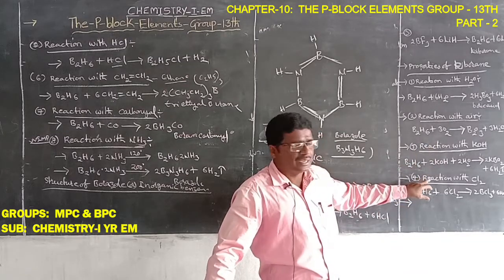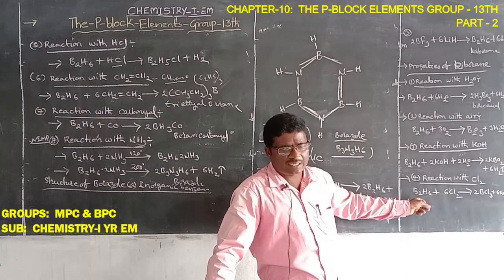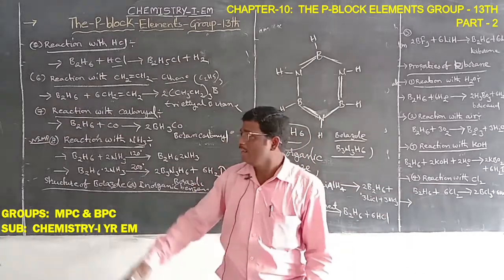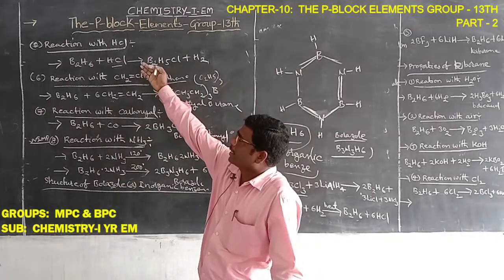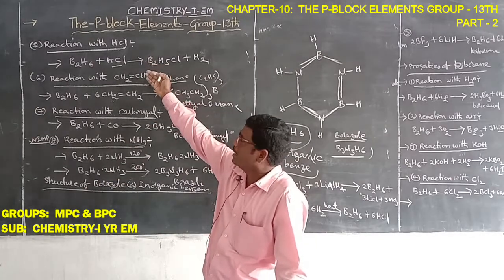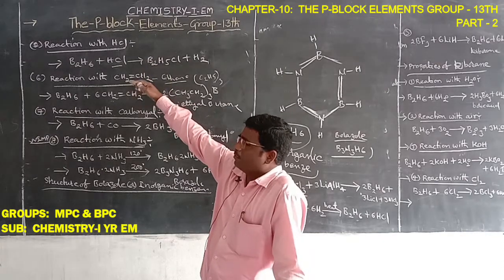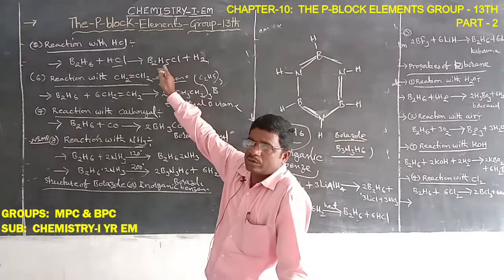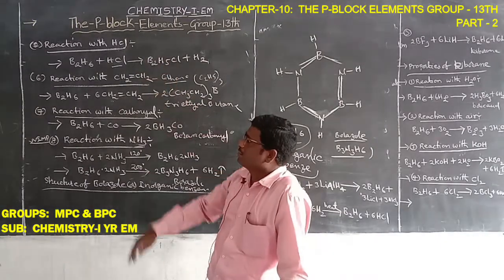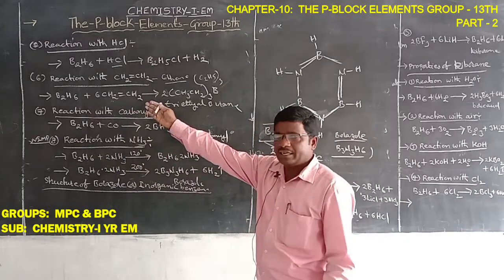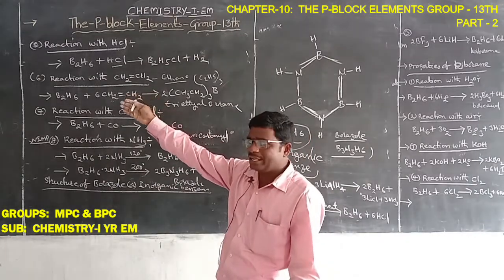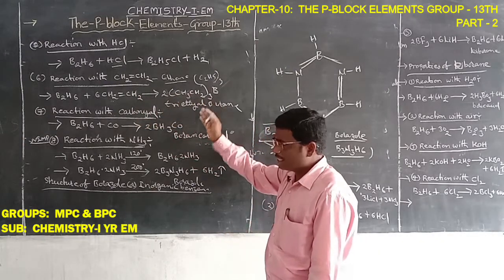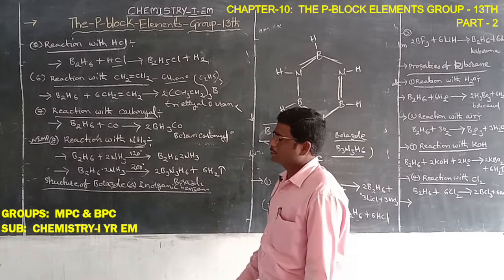Next, fourth one, reaction with chlorine. Diborane reacts with chlorine, then BCl3, boron trichloride, is obtained. Next, fifth property, reaction with HCl. HCl is also known as hydrochloric acid. Diborane reacts with hydrochloric acid, then chlorodiborane is formed. That is the fifth property. Sixth property, reaction with ethene. Diborane reacts with 6 moles of ethene, then triethyl borane is obtained. That is the sixth property.